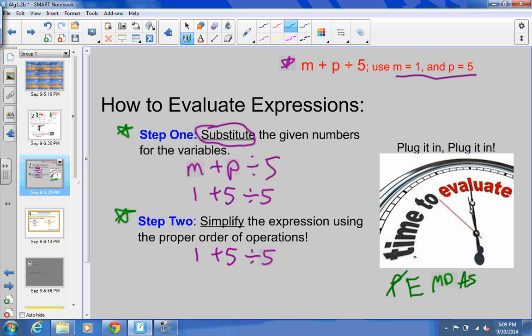So we don't have any parentheses. I'll use a different color now. If you look at this, we don't have any exponents. We do have multiplication or division, and it just happens to be division right here. So 5 divided by 5, I hope you know, is 1. And then you're left with 1 plus 1. And of course, you do addition or subtraction, which is all that's left, and 1 plus 1 equals 2. So that's a very basic way of simplifying or evaluating expressions.